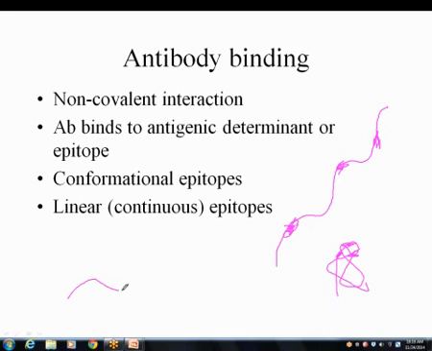But there are some that are linear continuous epitopes, so the whole antigen binding site in one sequence. And when it's folded, it doesn't matter. It's on the same part. So even when it's denatured, the antibody is still going to recognize it. Conformational epitope and linear epitope.